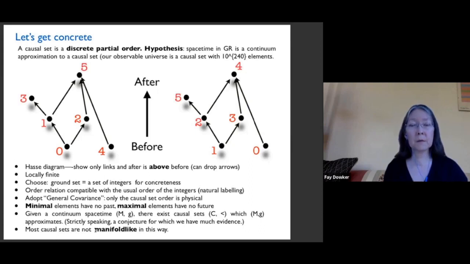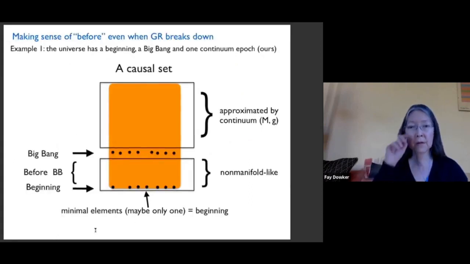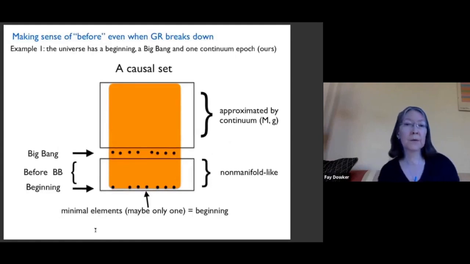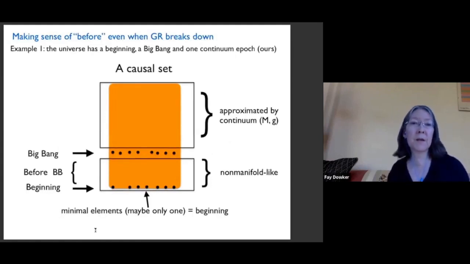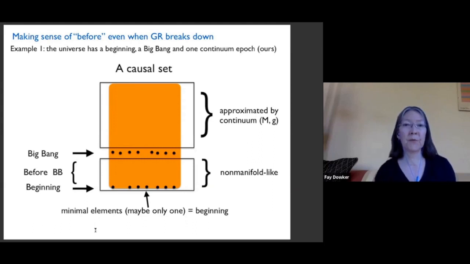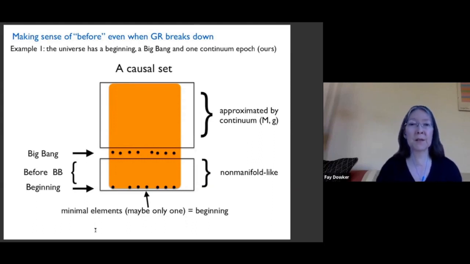Okay, so that allows us to construct a causal set which can make sense of the idea of before, even when general relativity breaks down. So this is an example. I'm going to give a series of 3 examples. So this is example 1.